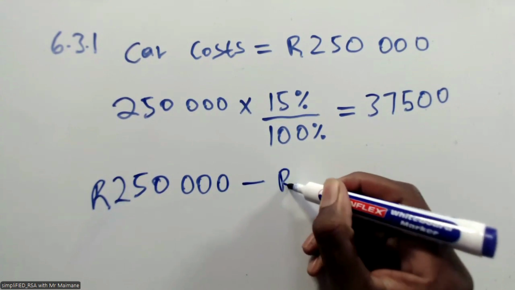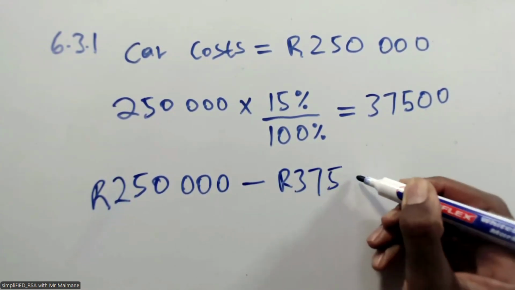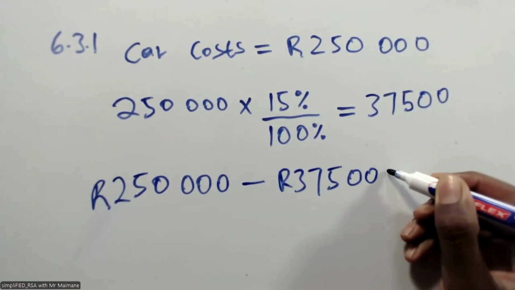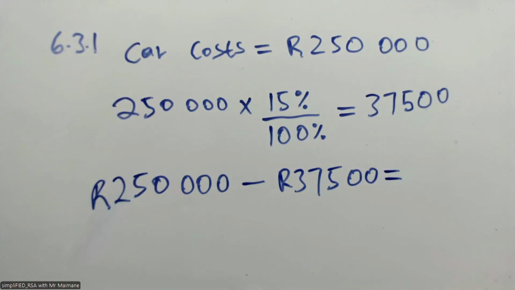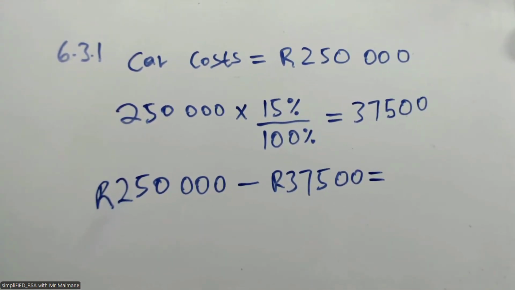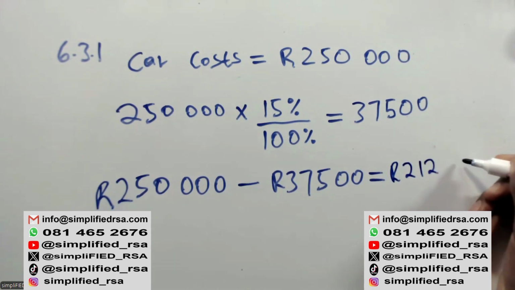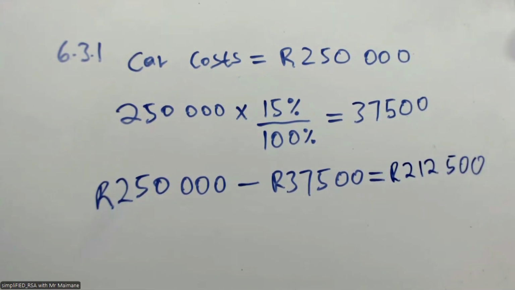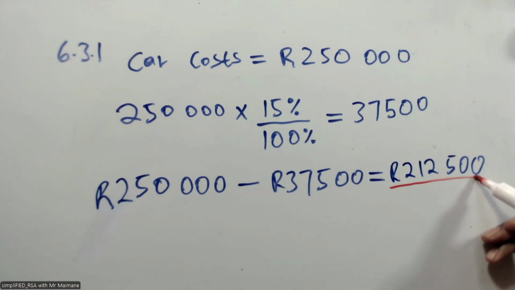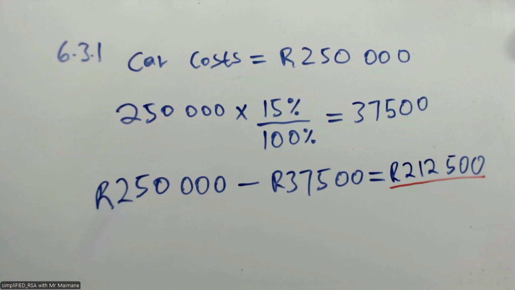So this means that the balance that is left is 250,000 minus the 37,500 that Thabo has paid as a down payment of 15%. And this will give us a value of 212,500. So the amount that Thabo will take out in order to pay the remaining balance of the car should be 212,500.